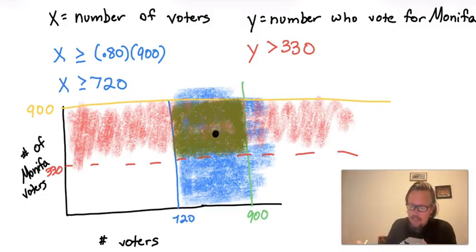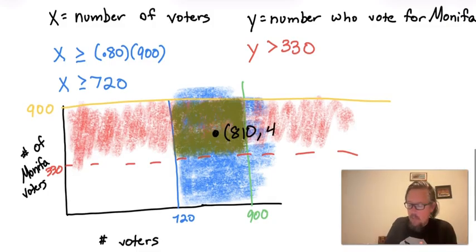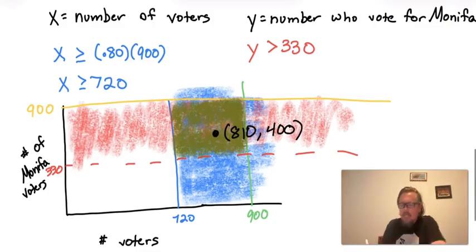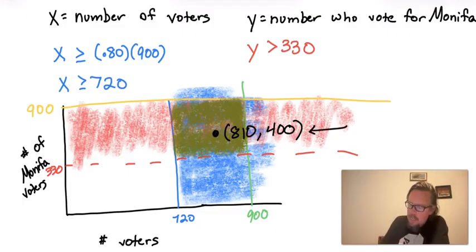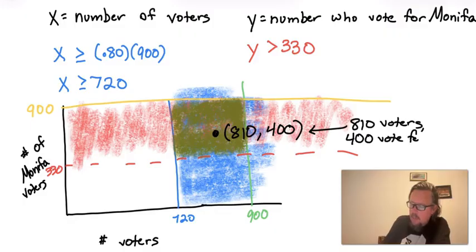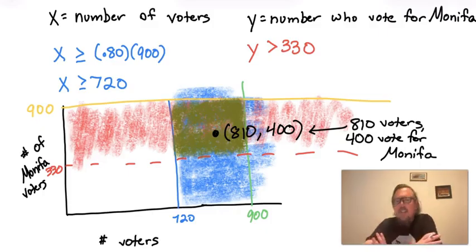So I'm just going to pick a point at random that's in there. It's got to be between 720 and 900, so let's call it 810. And it's got to be more than 330 votes, so let's say 400. This means 810 voters and 400 vote for Monifa. So that's a possible solution.